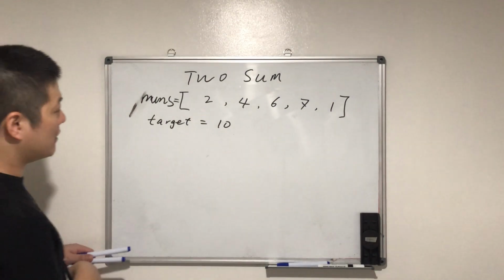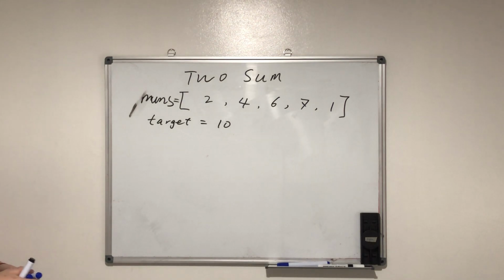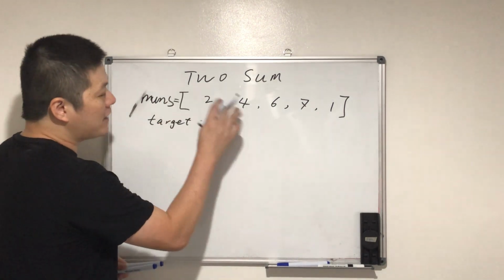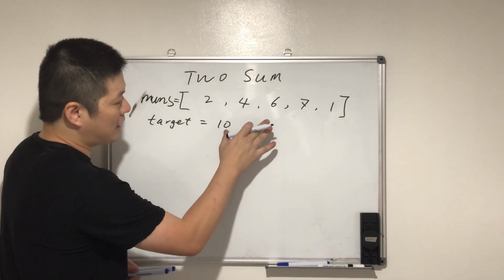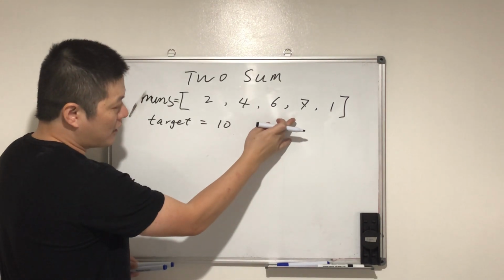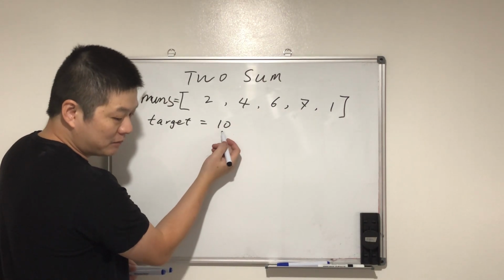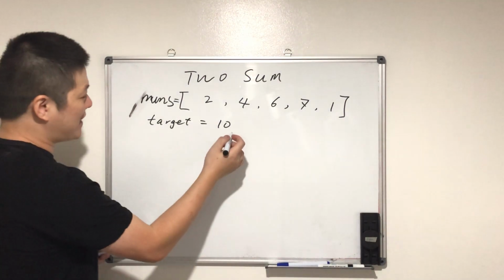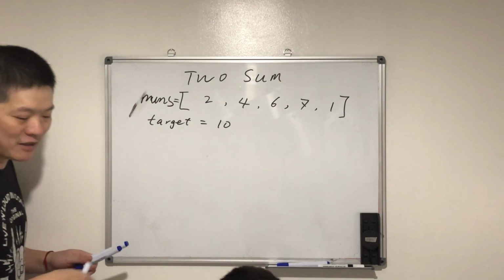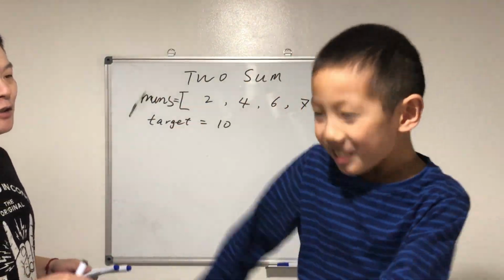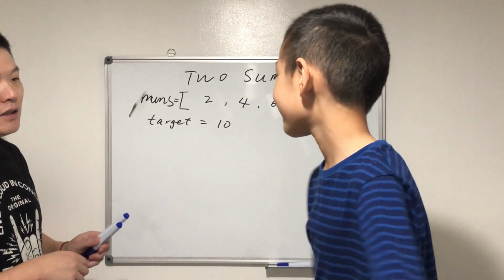So you have to make 10. Yeah, exactly. So our target is to check if there are any two numbers in this given list that sum up to 10. If there are, you just return true. Otherwise, it returns false. That's a simple version. So, any thoughts? How do we do it?